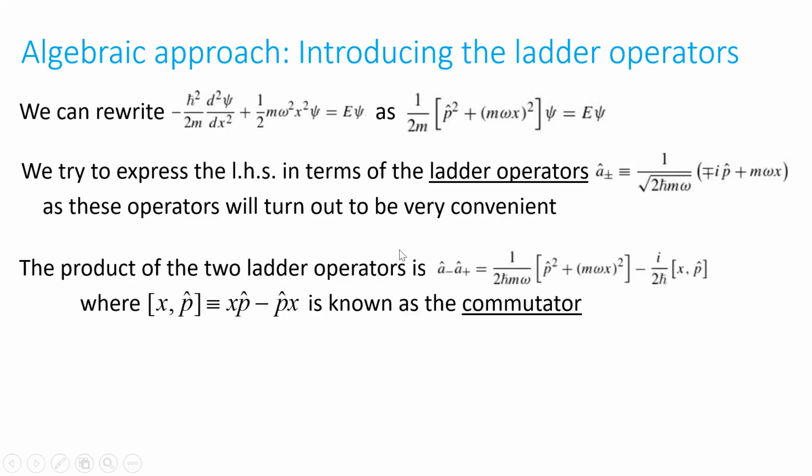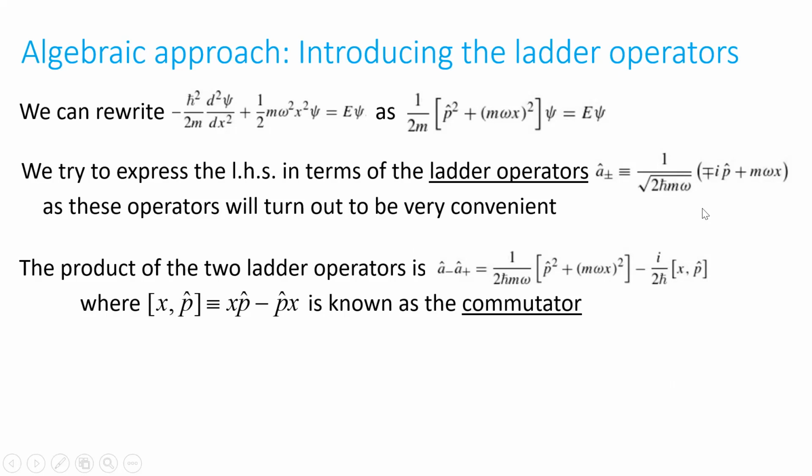Okay, so to see why we might define them this way, we can take the product of two ladder operators, a minus a plus. When we do that, we get 1 over 2 h bar m omega times, when we multiply all this out, p squared plus m omega x squared, which is similar to what we have up here.